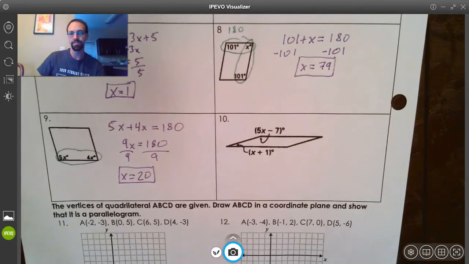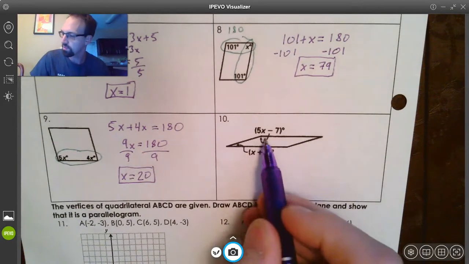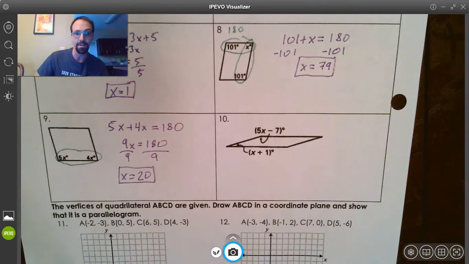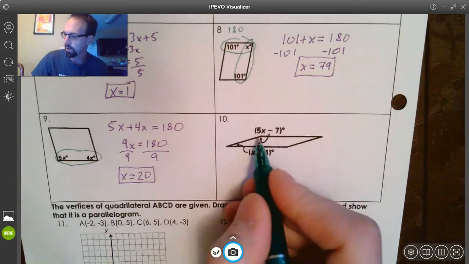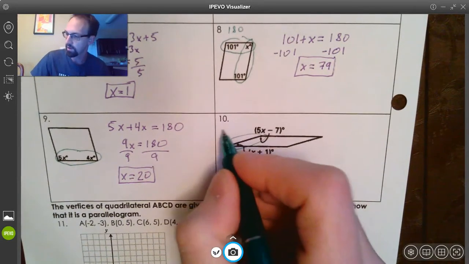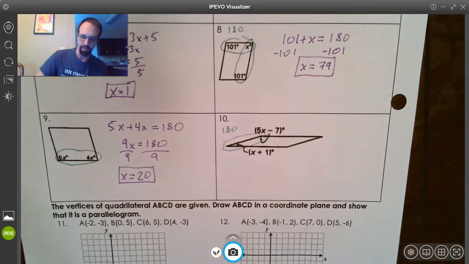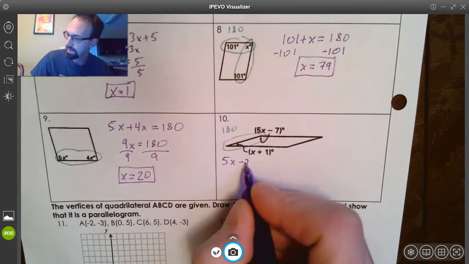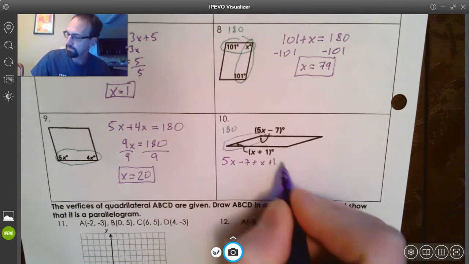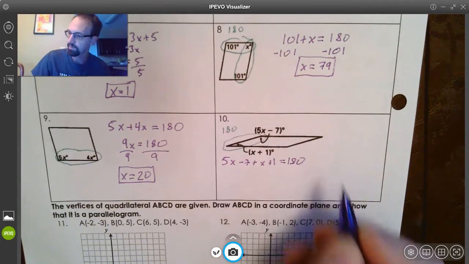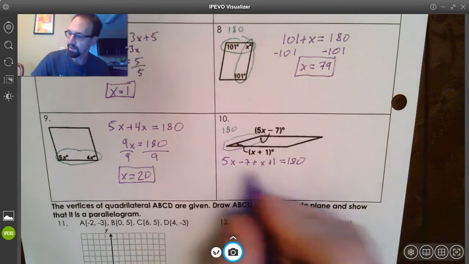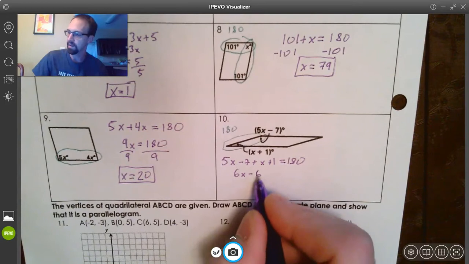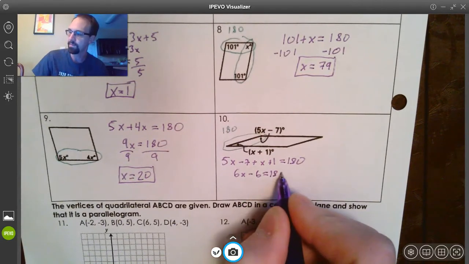And then for number 10, we have this angle measurement here is 5x minus 7. That's x plus 1. As you can imagine, the pattern here, we're adding these up and getting 180 degrees for this part. So I'm going to have to add 5x minus 7 plus x plus 1 and set it equal to 180. Combine like terms, 5x plus x is 6x. Negative 7 plus 1 is negative 6, equals 180.